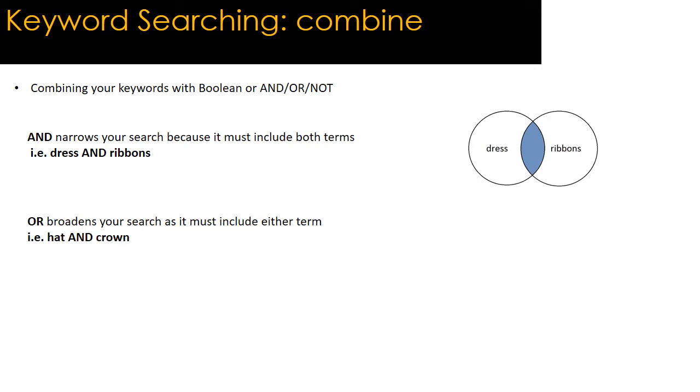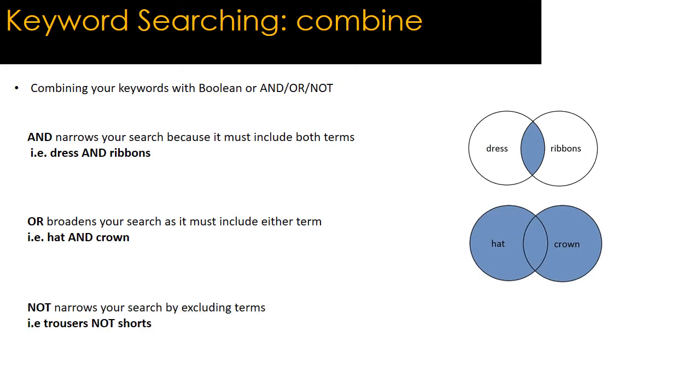Or broadens your search as it must include either term. So in the example of hat or crown, we can have results that include either of these terms. And not narrows your search by excluding specific terms. So if we were looking for trousers but we didn't want to include shorts, we would just have trousers that weren't shorts included in the results.